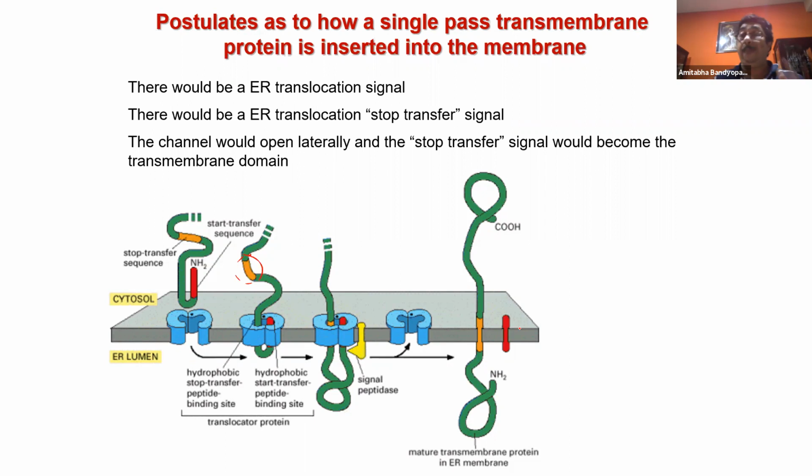This is happening because the membrane is a fluid mosaic, so proteins can migrate within the plane of the membrane, and all it requires is for the channel to open up. And for the channel to open up, you need the stop transfer signal. So that was his postulation, and now we know that that is true.